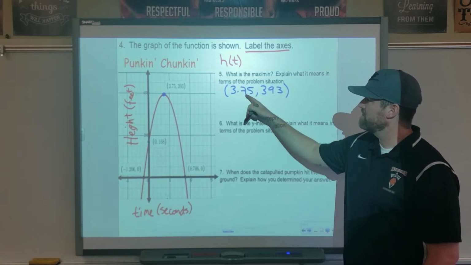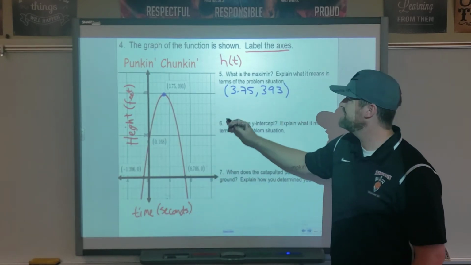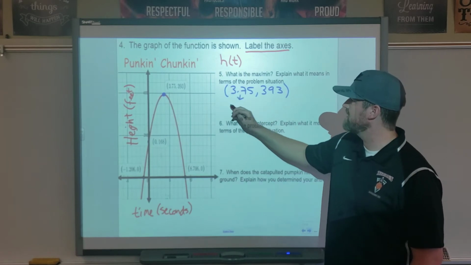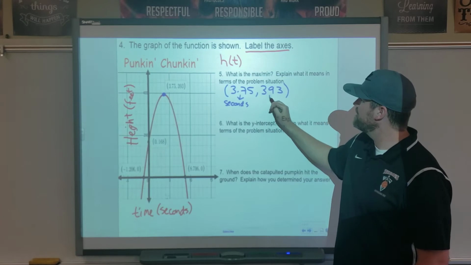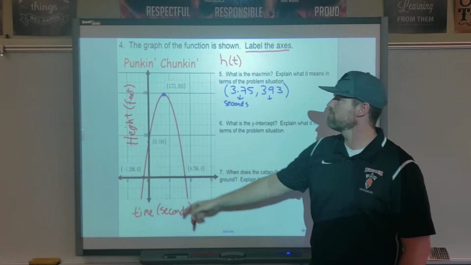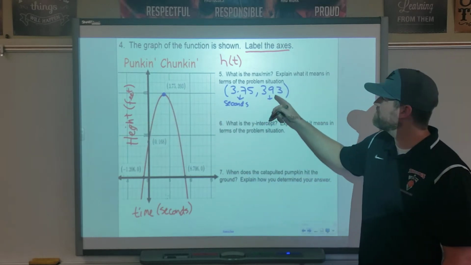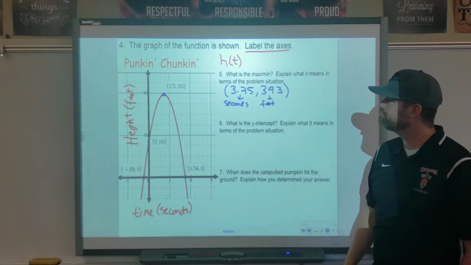Well, it's pretty simple. This is my x value. What does my x represent? Well, x represents time, and it's time in seconds. So this is our time in seconds. And then my y-coordinate goes with my y-axis, which was representing the height in feet. So I know this is representing the feet in the air.